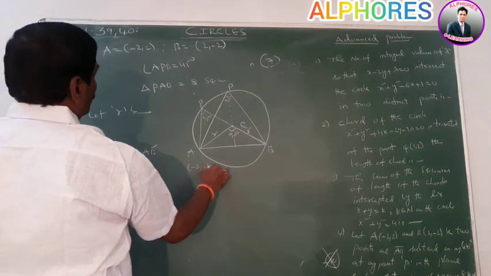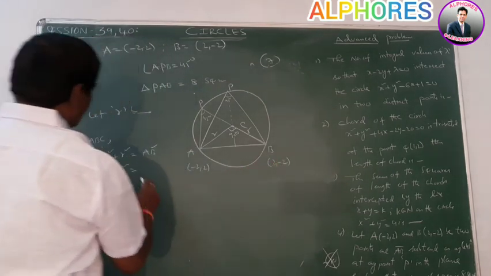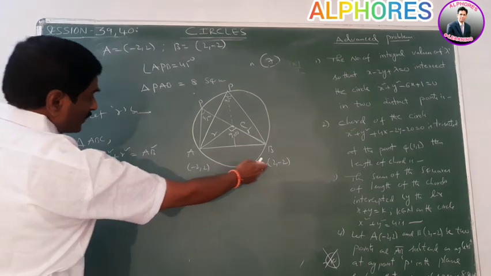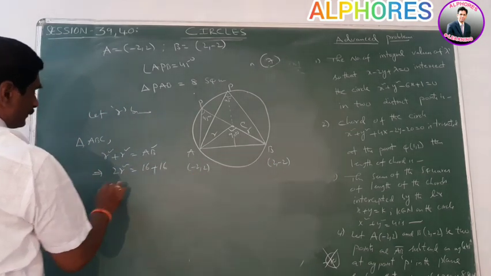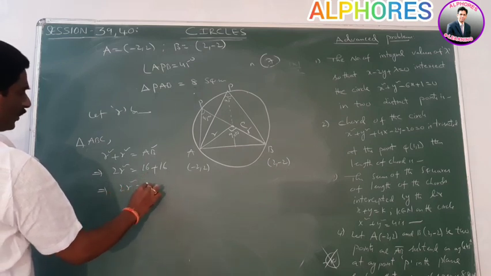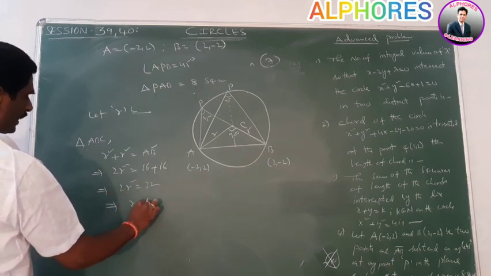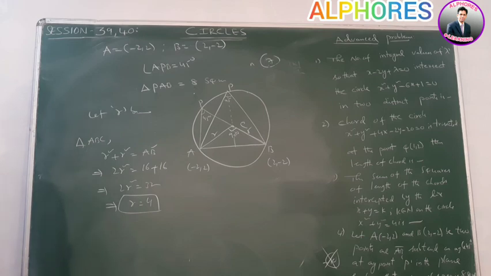The points are minus 2, 2 and 2, minus 2. The distance between the 2 points is the square root of (x2 minus x1) whole square plus (y2 minus y1) whole square: 2 plus 2 is 4, so 16 plus 16. 2R square is equal to 32, R square is equal to 16, that is R is equal to 4. The radius of the circle is 4.